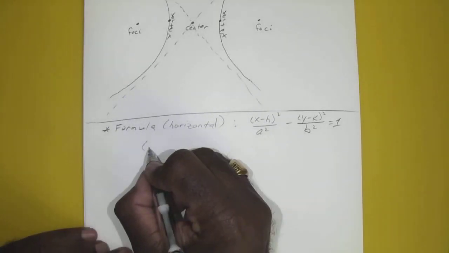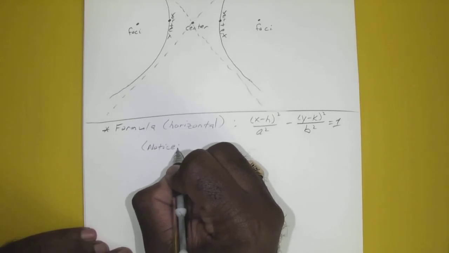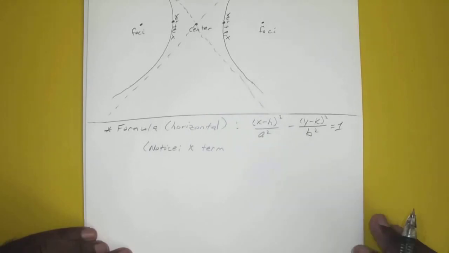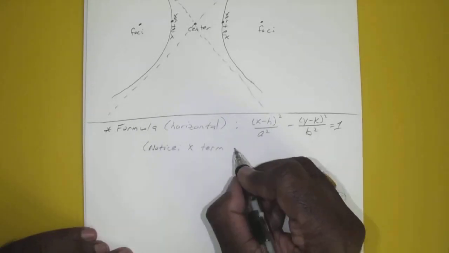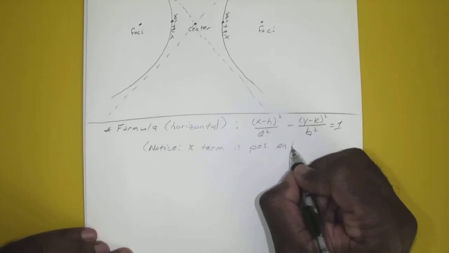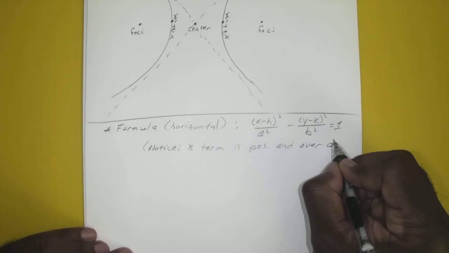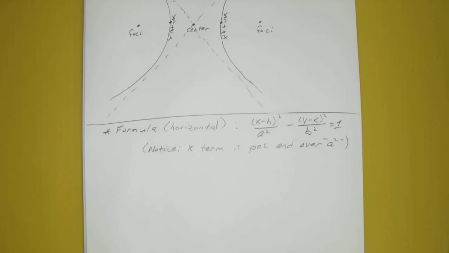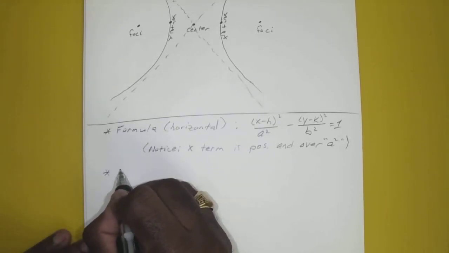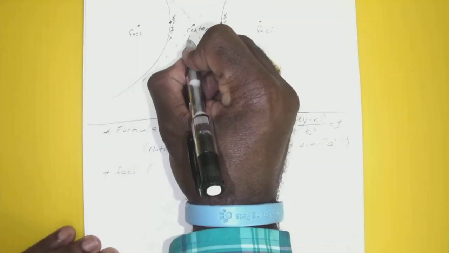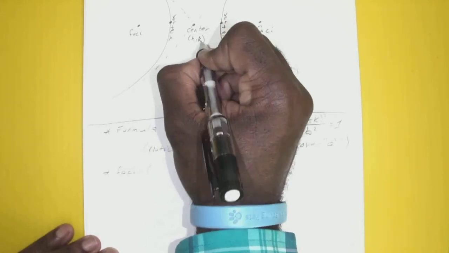Okay. Now for this one, notice the x term, this term here is positive, and the a squared is under the h, and over a squared. Okay. You just want to notice that in comparison to the vertical hyperbola. Okay. Now if you wanted to find your focus points, remember your center, that's your HK. I'll move my arm in 1 second.